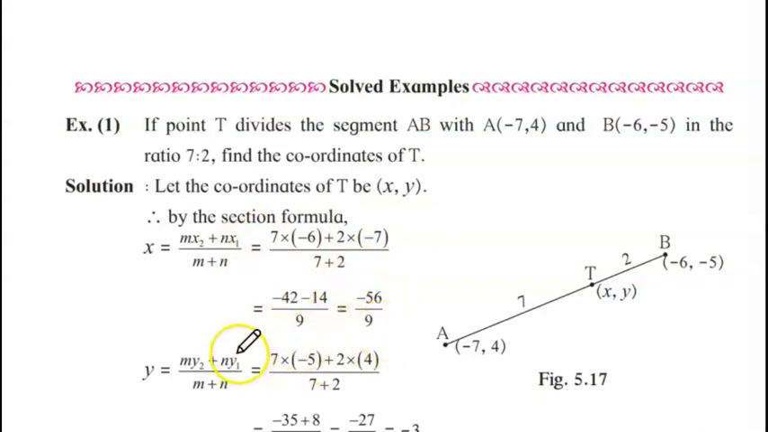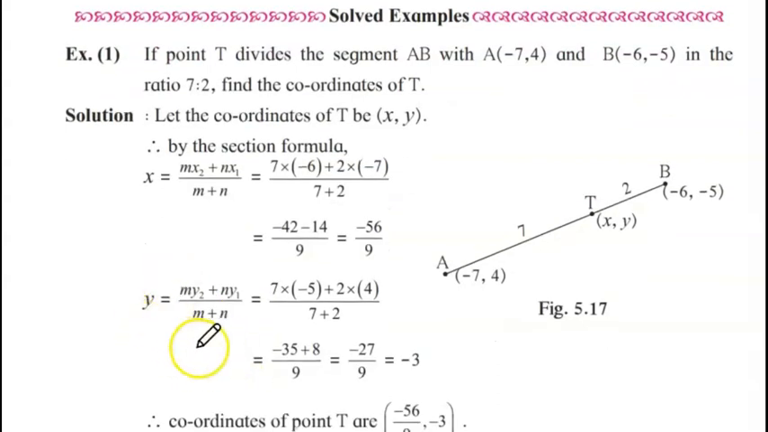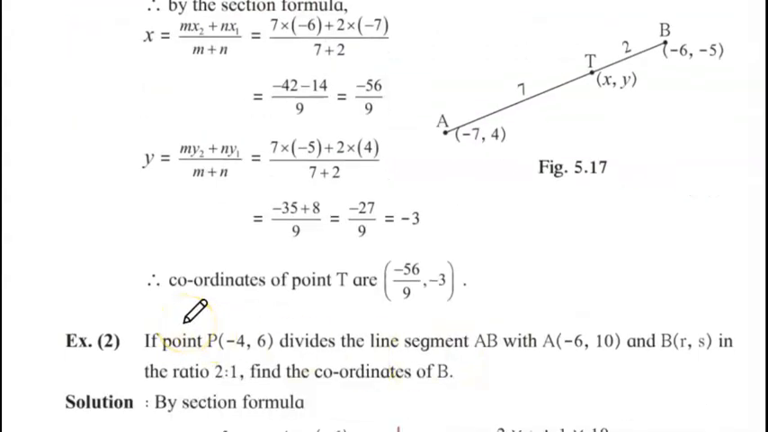Okay, next y = (my2 + ny1)/(m + n). 7 into -5 plus 2 into 4 upon 7 + 2. Multiplication gives -35 + 8 upon 9. Then you will get -27/9, that is y = -3. Therefore the coordinates of point T are (-56/9, -3).